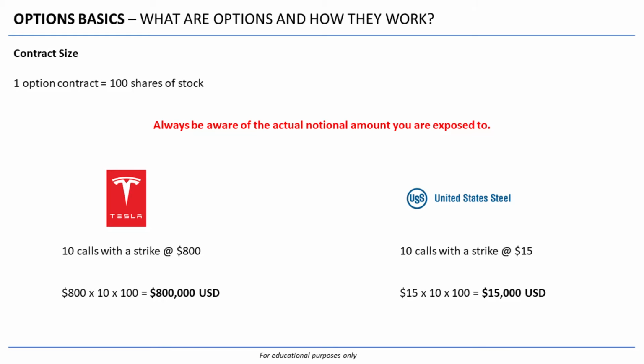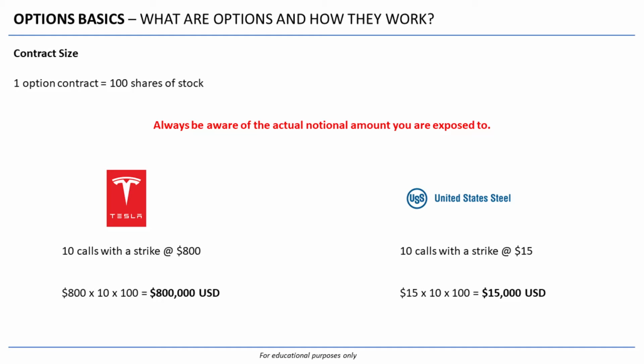Contract size. As I mentioned before, we will focus on listed stock options. Therefore, the norm is that each option contract represents 100 shares of the underlying. This is especially important. We always must be aware of the actual notional amount we are exposed to.